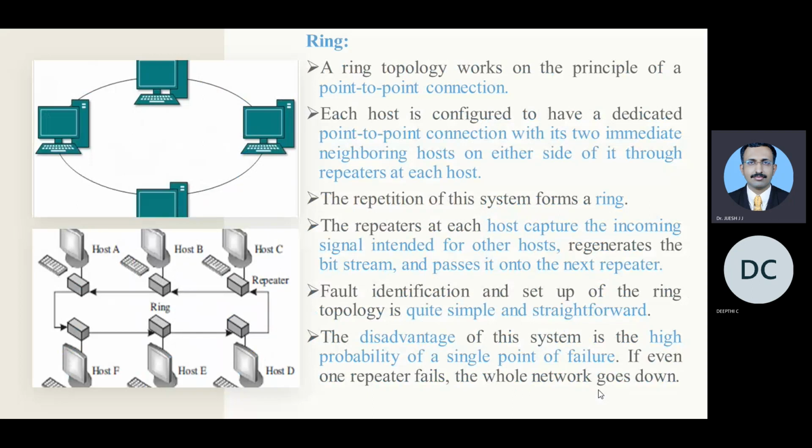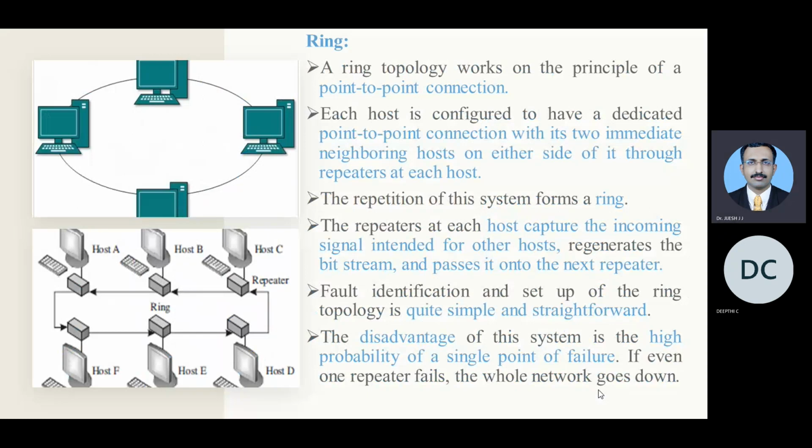hosts. So what will this have? This will have neighborhood hosts, this one and that one. For example, host A has the neighborhood hosts B and F. So you can see here, any information that is passed will pass in this pattern.